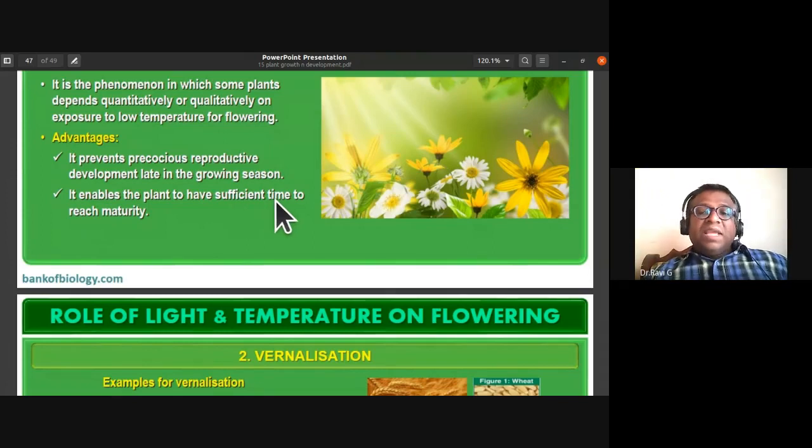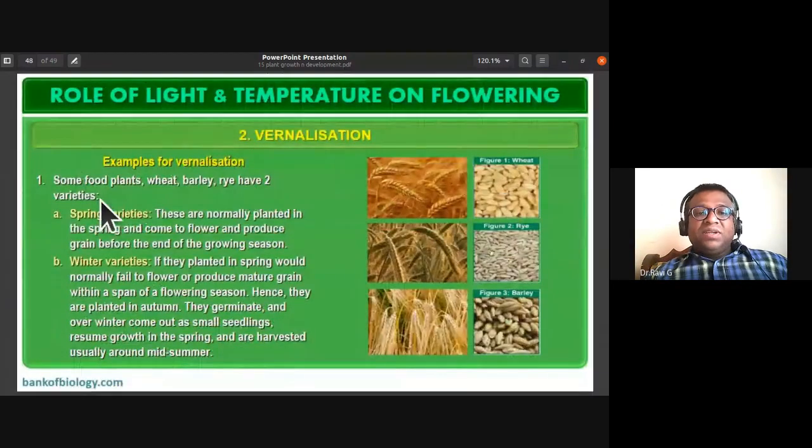Okay, so the examples for vernalization are some food plants like wheat, barley, and rye. They have two varieties, the spring varieties. These are normally planted in the spring and come to flower. Similarly, our paddy plants also have seasons, the kurvai season and the samba season. They have rice growing in these seasons.